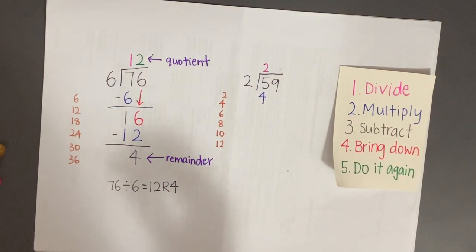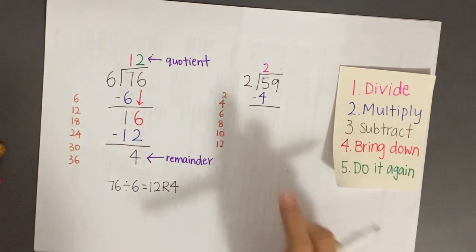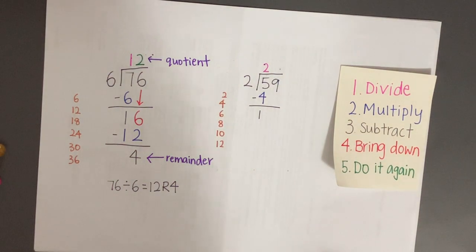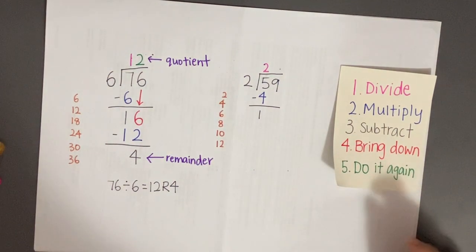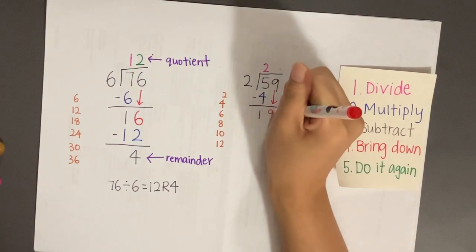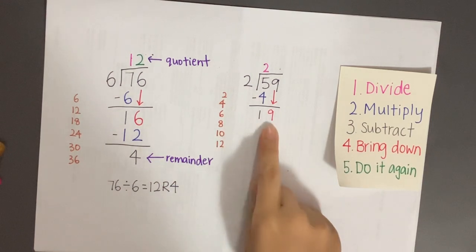Next, I subtract. 5 minus 4 is 1. Fourth step, I bring it down. So I bring my 9 down. And then I do it again. Can 19 divide by 2?